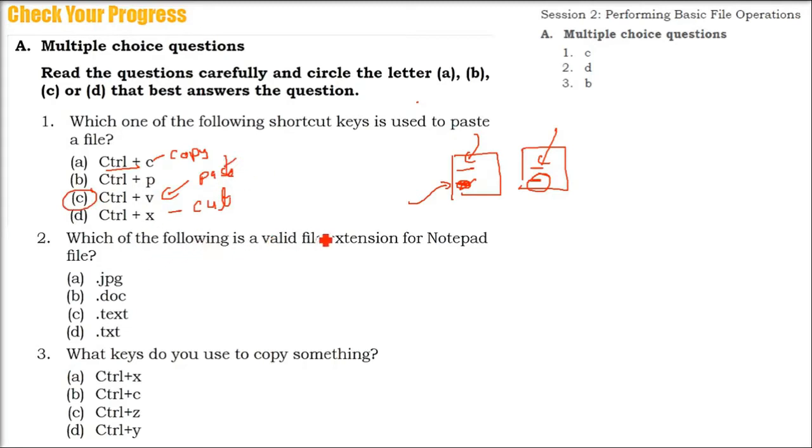Which of the following is a valid file extension for Notepad file? Notepad file we just saw in the example also is .txt. TXT is simply for text. .jpg is image. .doc is a document file. And .txt is not there. It is not valid also. Sometimes you will see extension of 4 letters also, JPG, right? .jpg, right?